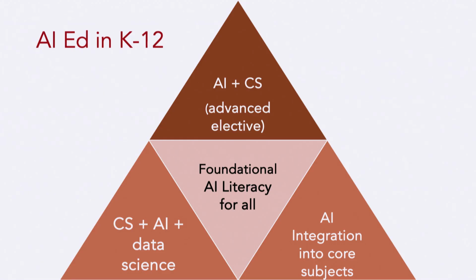A foundational literacy, and then in CS classrooms, teaching AI with data science alongside CS, integrating AI learning with other STEM subjects and language arts and social studies, and finally, perhaps as an advanced elective in high school. What depth we go into for each of these is something we're still figuring out right now, because technical understanding of machine learning, for example, requires fairly advanced mathematics knowledge.